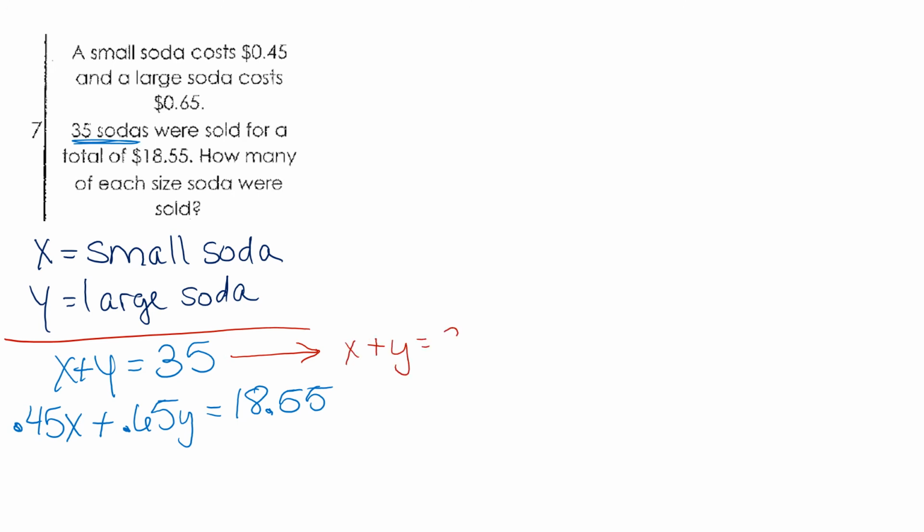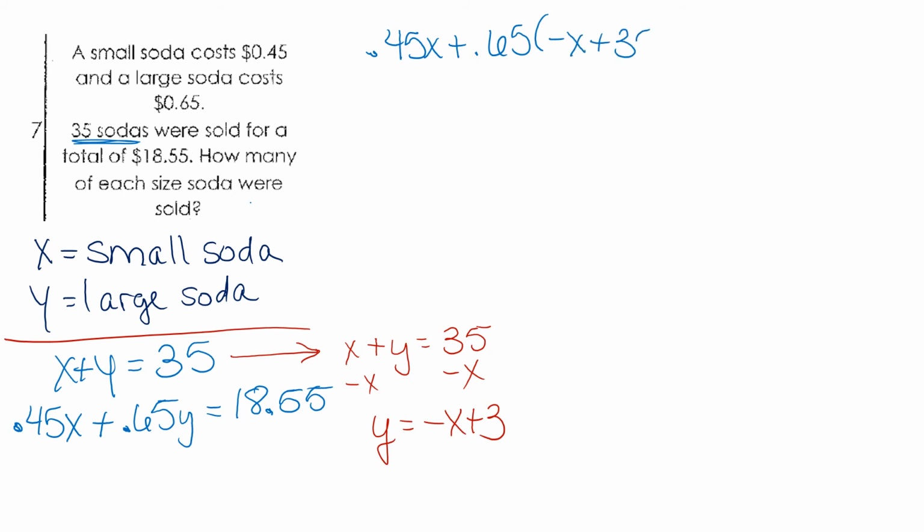In order to use the substitution method, I need to isolate a variable, so I'm going to isolate the y by moving the x to the other side of the equal sign. So minus x to both sides. So y is going to equal negative x plus 35 so that I can substitute that in and solve for my two unknowns. Okay, so we're going to have our 0.45x plus our 0.65, and then we're going to substitute in our negative x plus 35 equals $18.55.